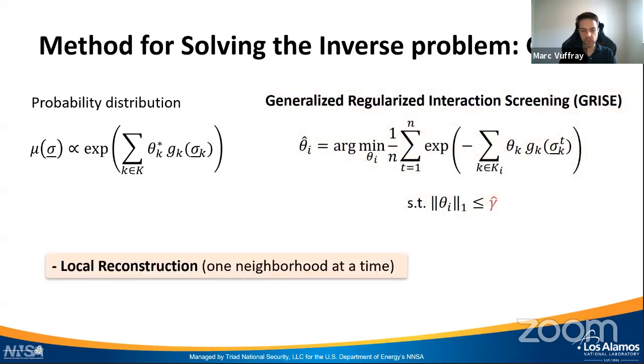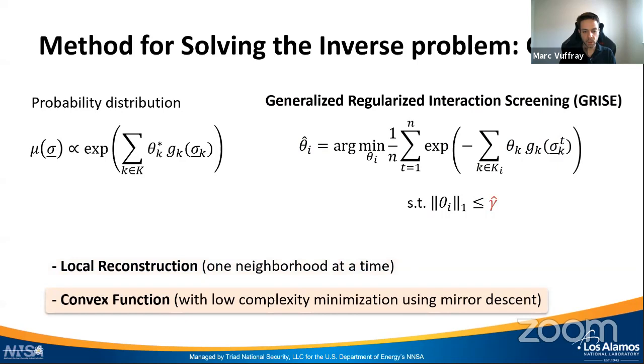The first thing I can say about the estimator is that, like all the methods I presented, it does a reconstruction one neighborhood at a time. You just look at reconstructing the neighborhood of one node, and if you do this for every single node, then you'll be able to reconstruct the graph fully. The other part is that it's a convex loss function. You have exponentials, which are convex, and you take a convex combination of these exponential functions, so you end up with a convex function. And you can provably optimize this loss with an efficient algorithm. In this case, you can use a mirror descent type of algorithm.